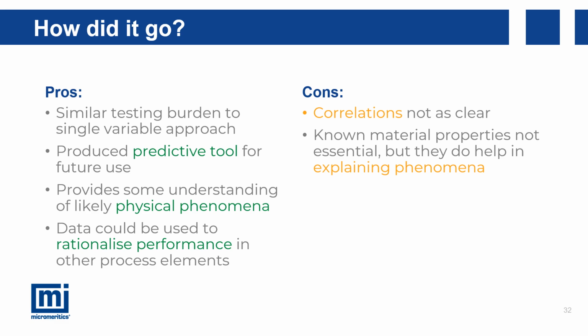However, the correlations aren't as mathematically clear as they were in the single variable approach, and the limits on each of these three parameters isn't concrete. Further testing might be necessary to really nail down the hard maximum values of each property. Lastly, the material properties of the powders certainly weren't essential in determining our criteria, but they were useful when trying to understand exactly what was taking place and why.